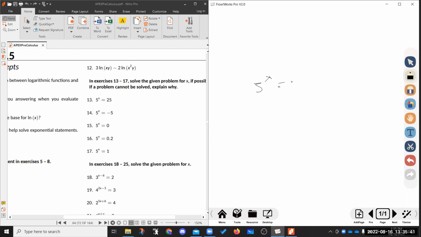5 to the x is equal to 1. 5 to the x is going to be equal to 5 to the 0. X is going to be equal to 0.